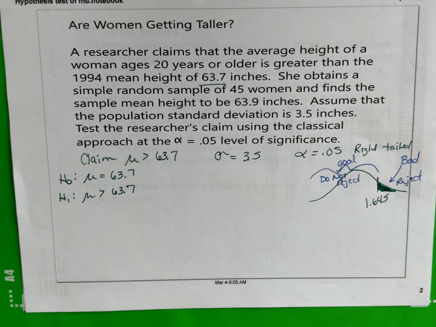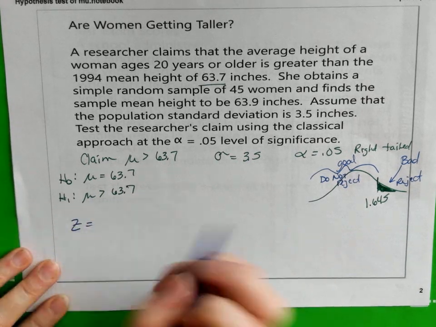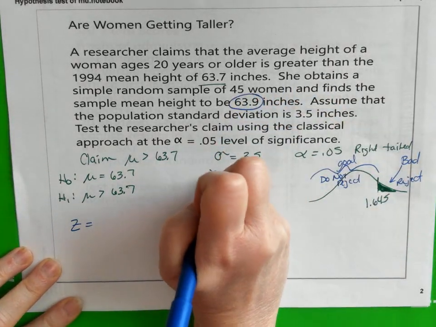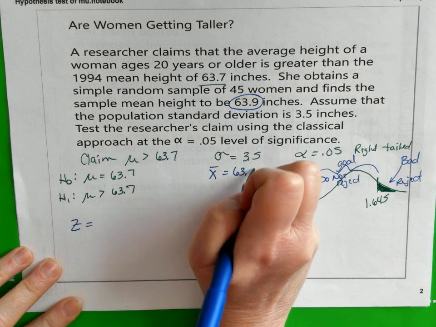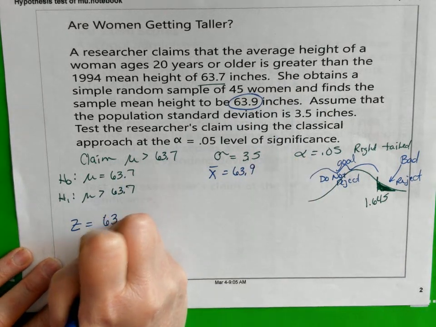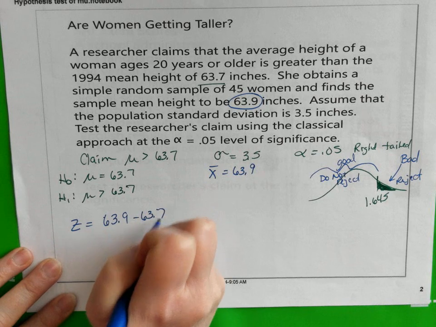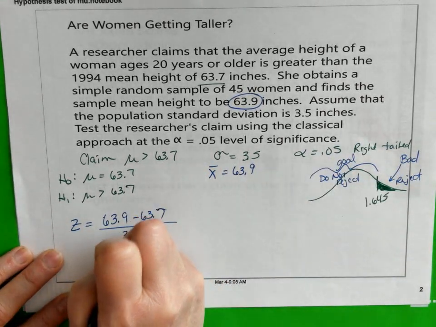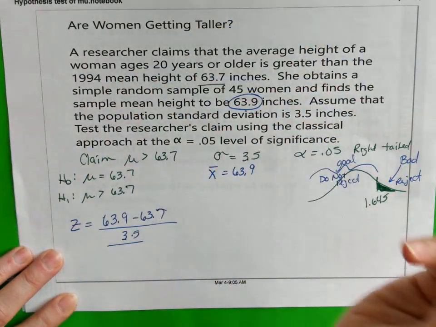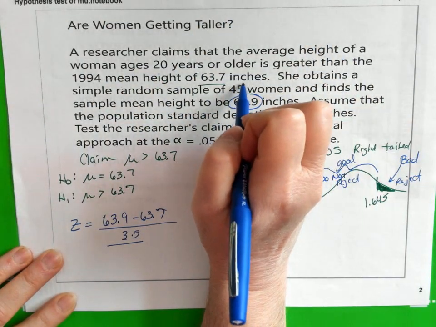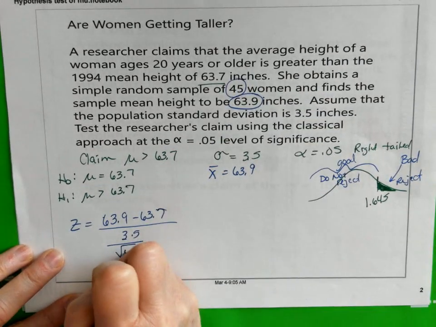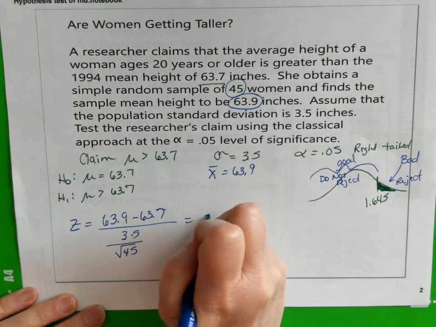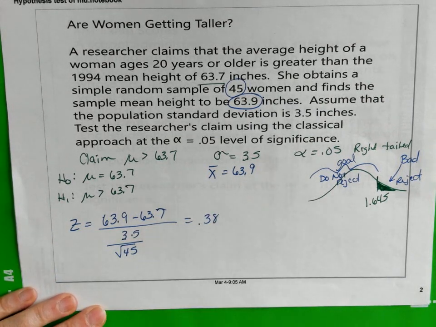So we find our z. Z is equal to x bar, that's 63.9, minus 63.7, divided by the standard deviation, which is 3.5, over the square root of n. N was a sample of 45, so n is the square root of 45. I did my math, and I came up with 0.38. You can double check my math there.